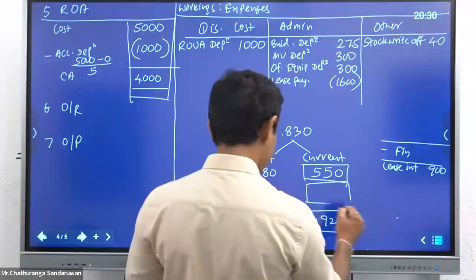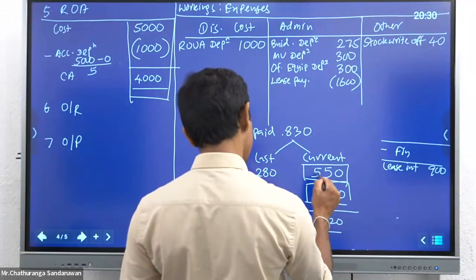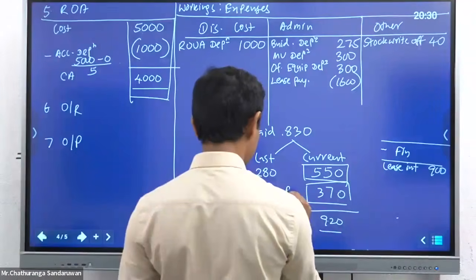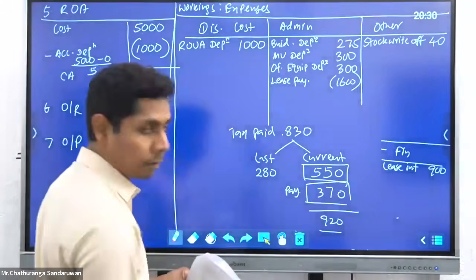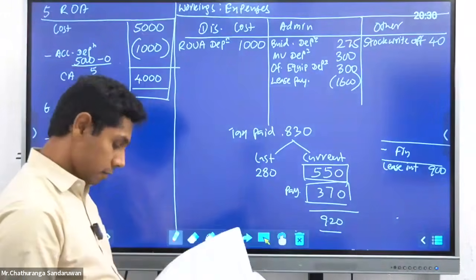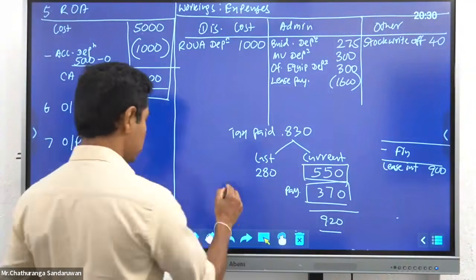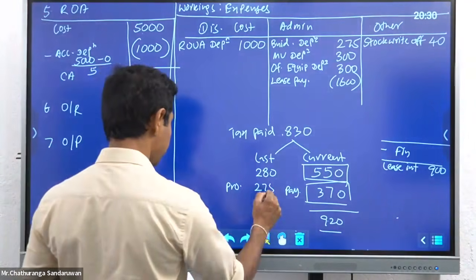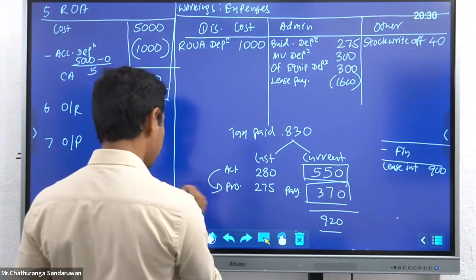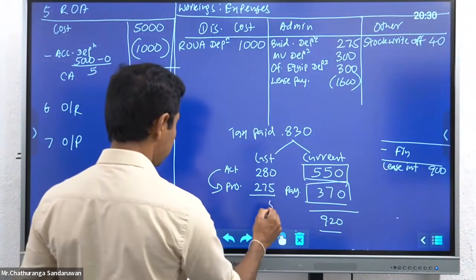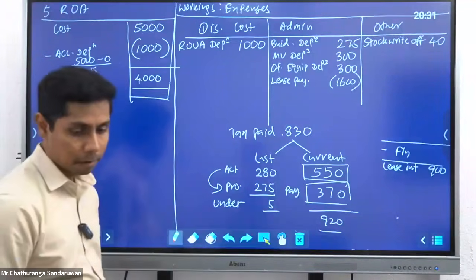Therefore, the remainder is payable, right? This is payable. Am I correct? Yes. And if you look at the last year provision, income tax provision for the last year, 275. So provision is 275. And you know that the payment is the actual amount. So looking from that angle, this provision is not enough by 5. That is called under provision.